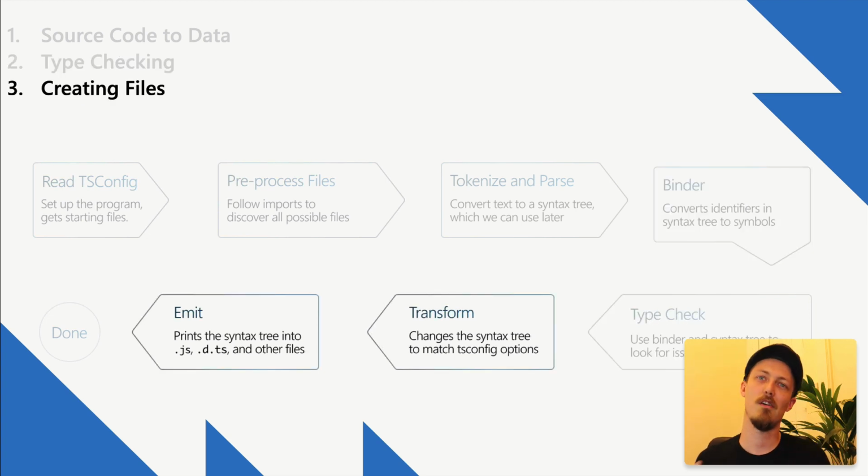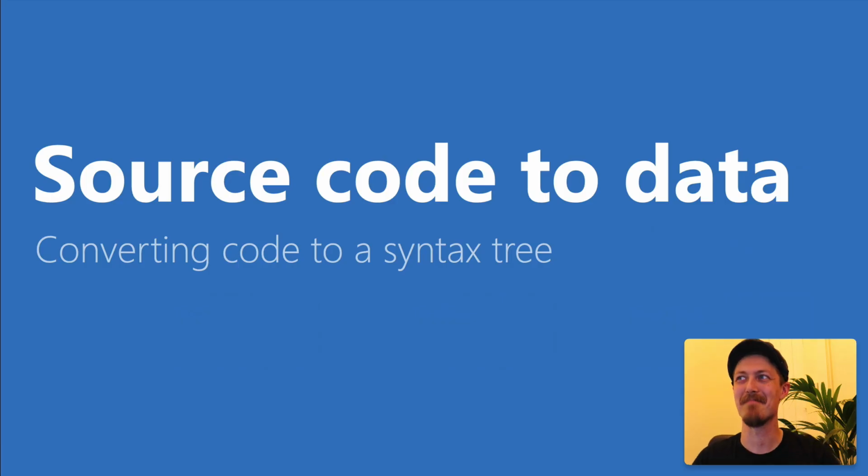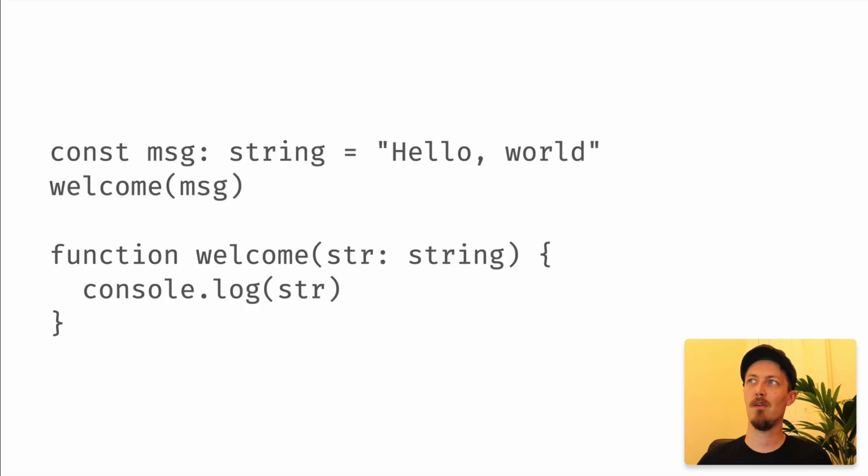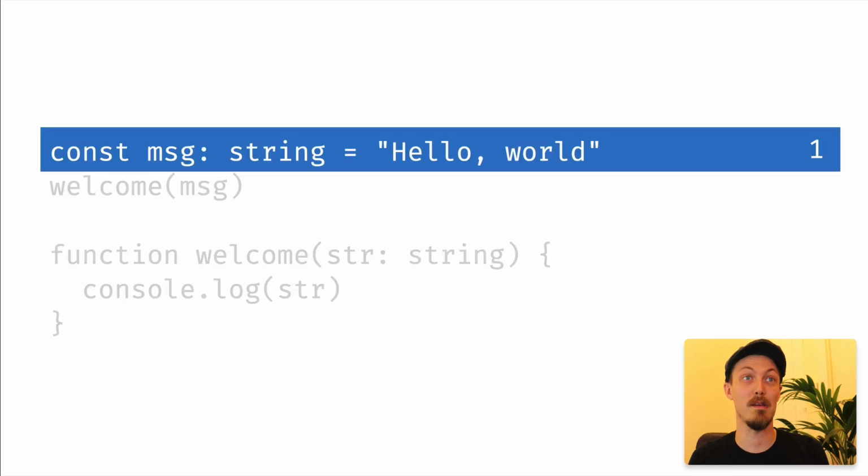And then we're going to talk about creating files, which is getting things out onto the disk and having something that actually has emitted some files. So thinking about it from source code to data, we're going to work with this bit of sample code. It is effectively three statements.